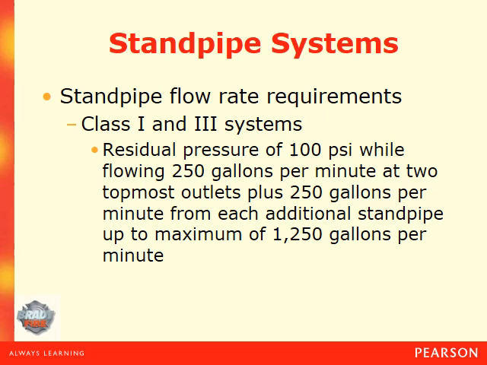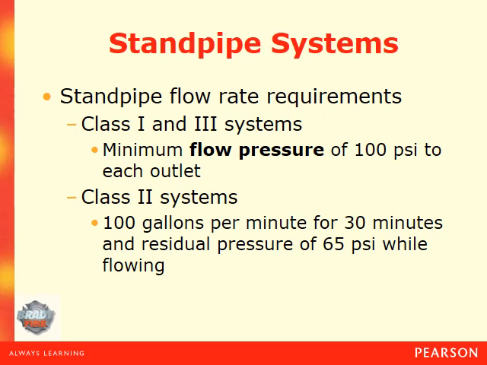Again, it's important to note that these standpipes operate on multi-floor structures. The minimum flow pressure of 100 psi to each outlet is required for Class 1 and 3 systems. A Class 2 system only requires 100 gallons per minute for 30 minutes and a residual pressure of only 65 psi while flowing.